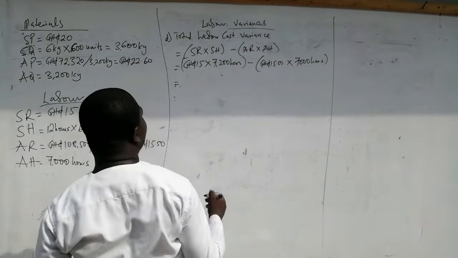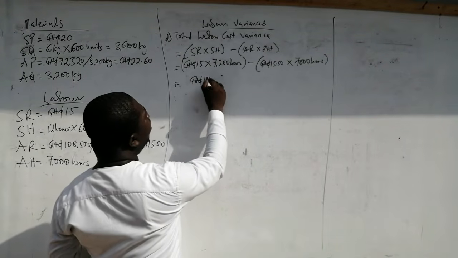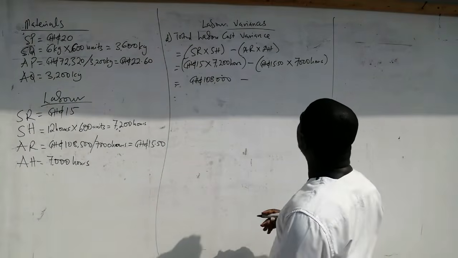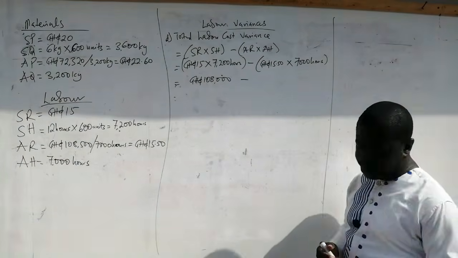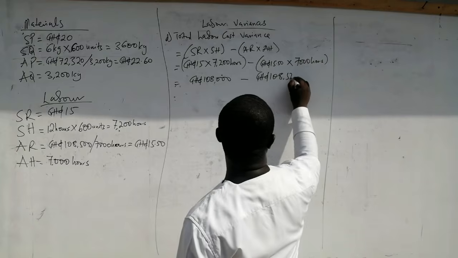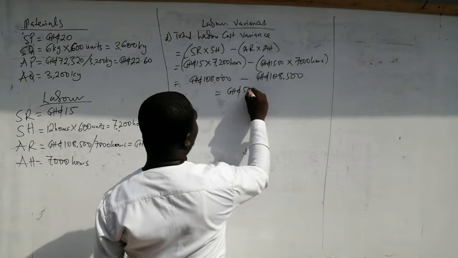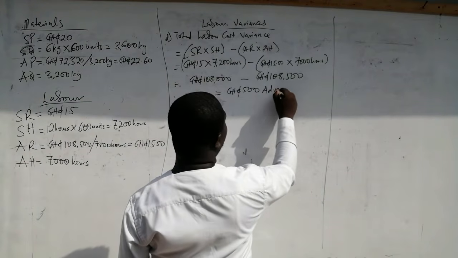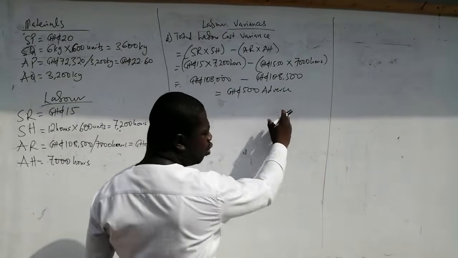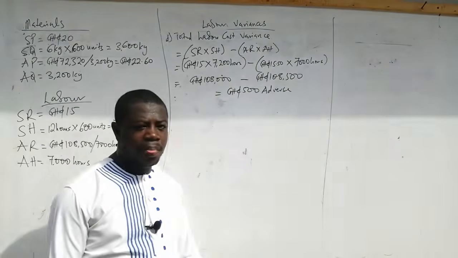And so when we multiply that, we have 108,000. And then we subtract that from this, the product of 15.5 and 7,000. And that gives us 108,500. And so we are going to get a variance of 500 cedis, which is an adverse variance because our standard cost is less than the actual cost, and so we are incurring more than necessary. So that is not a favorable variance, it's an adverse one.